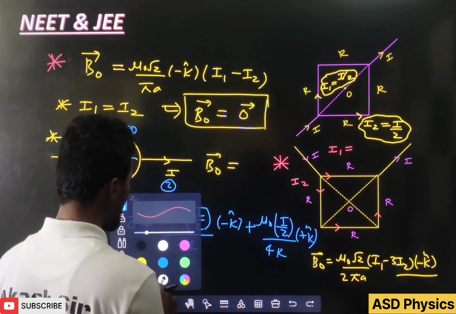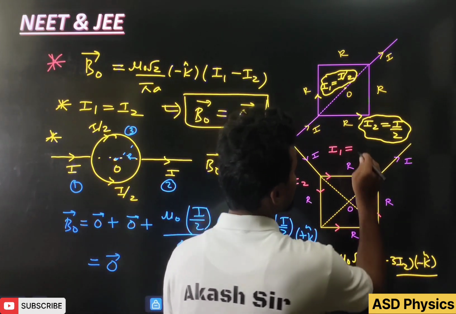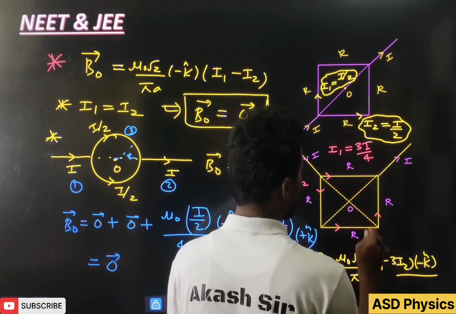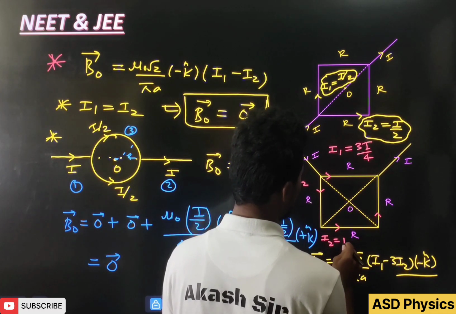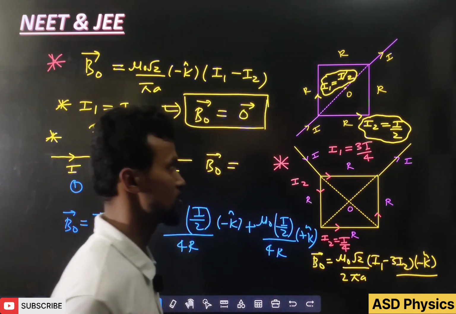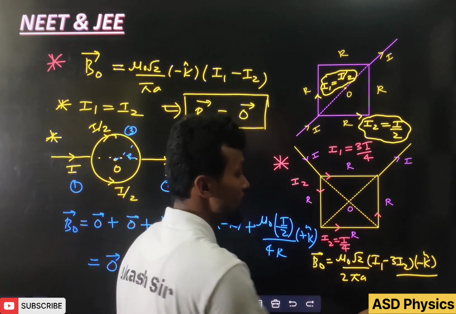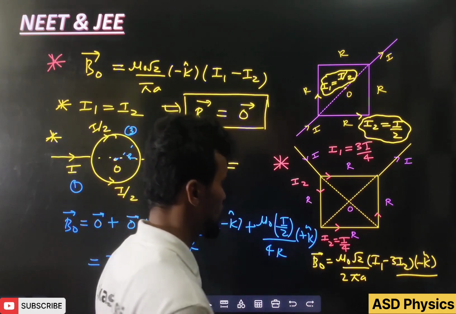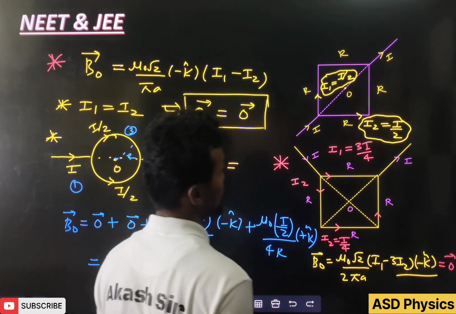When you use the current divider theorem, this I1 will come 3I by 4, and this I2 will come I by 4 by using the current divider theorem. So I1 will be 3I by 4, and I2 will be I by 4, multiplied by 3. So again both of them will cancel out, and the magnetic field will come 0 here also.